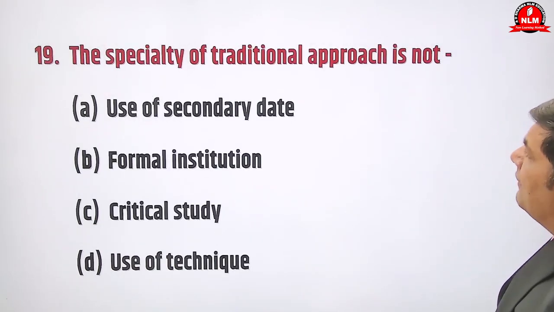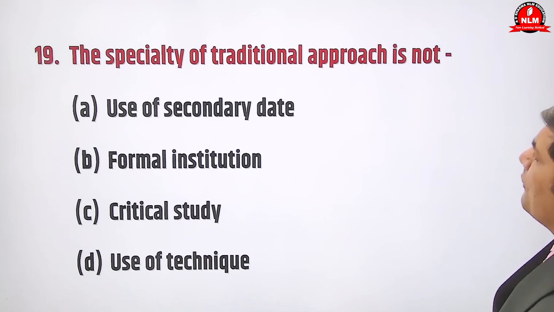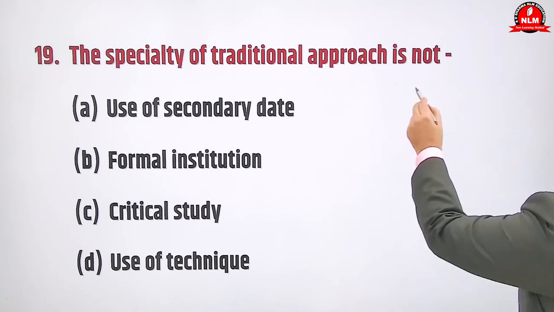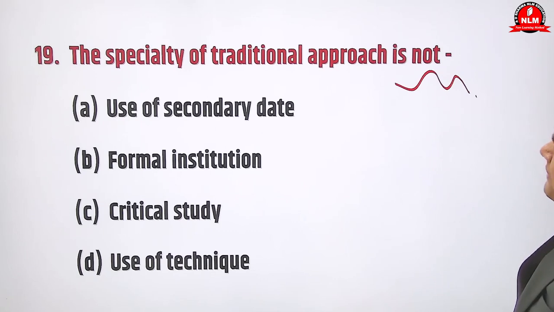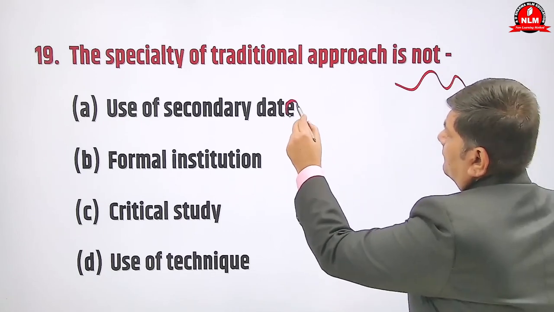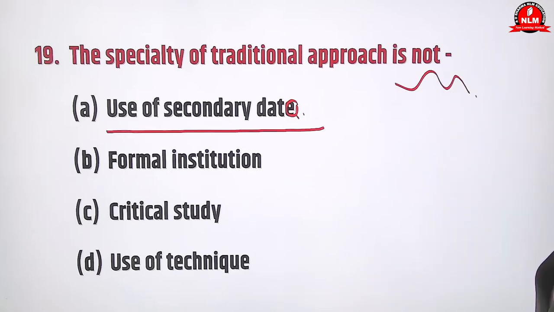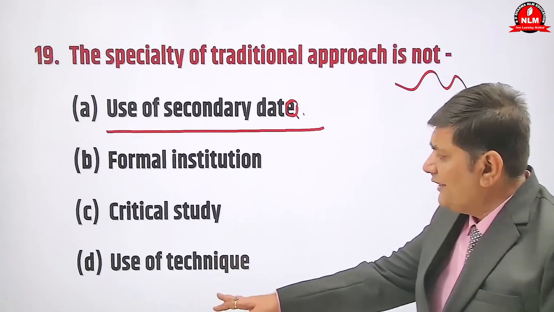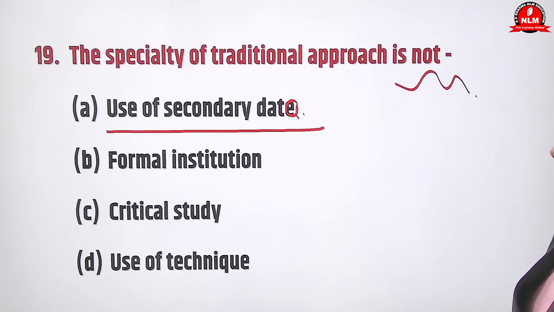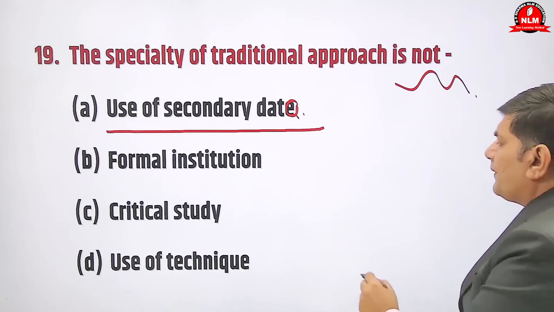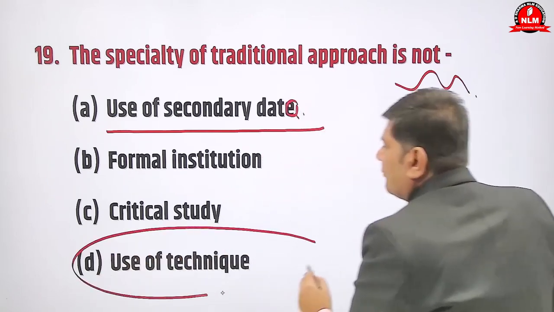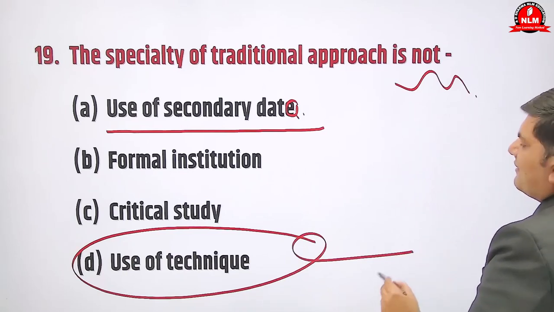Question number 19. The specialty of the traditional approach is not: use of secondary data, formal institution, critical study, use of technique. Dear friend, as you know, use of technique is the main feature of behavioralism. So the right answer is D.